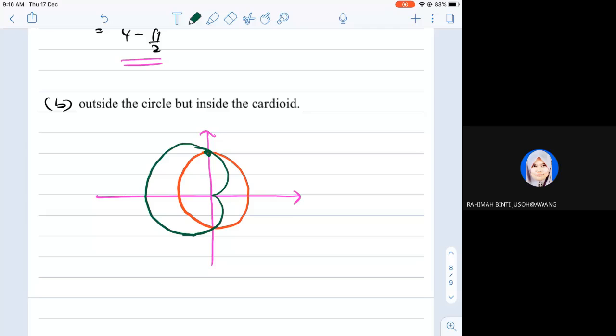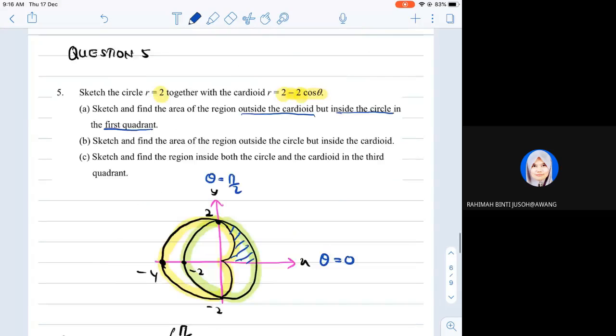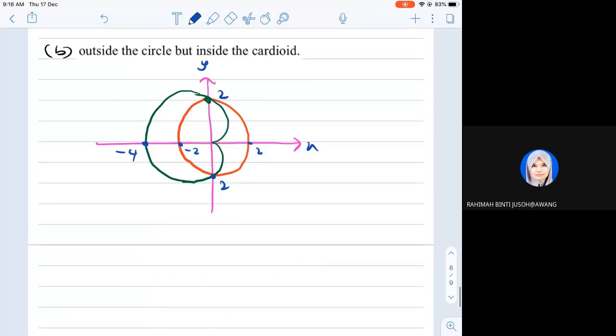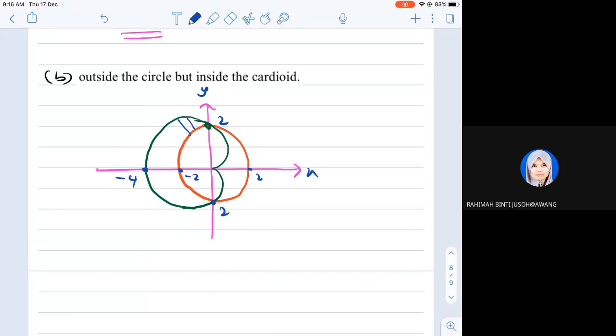Okay, of course we know here should be 2. Lower here 2. Right here is negative 4. Right here is negative 2. Here is 2. X and Y. Okay, outside circle but inside the cardioid. So where is the position? Right or left? Left. Okay, well done. Did it mention a quadrant? No. So the whole part. This region.